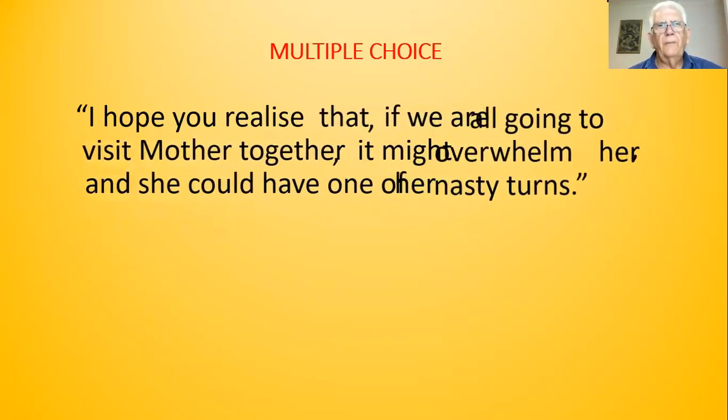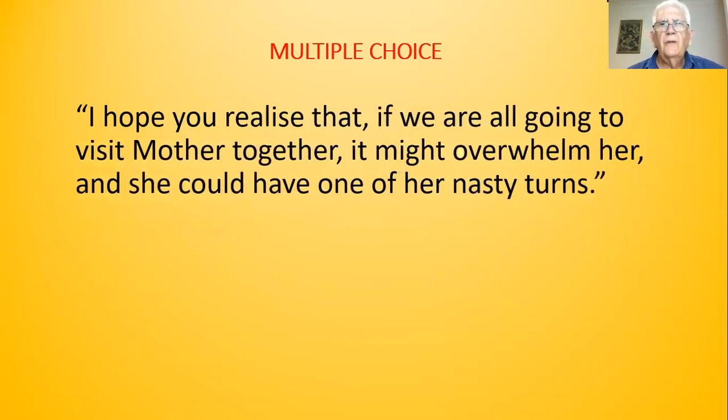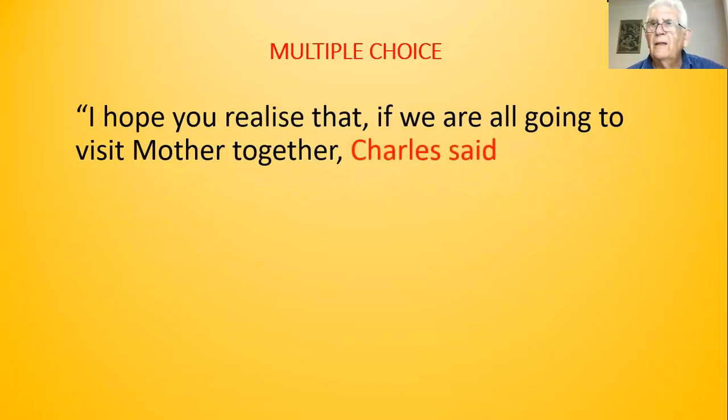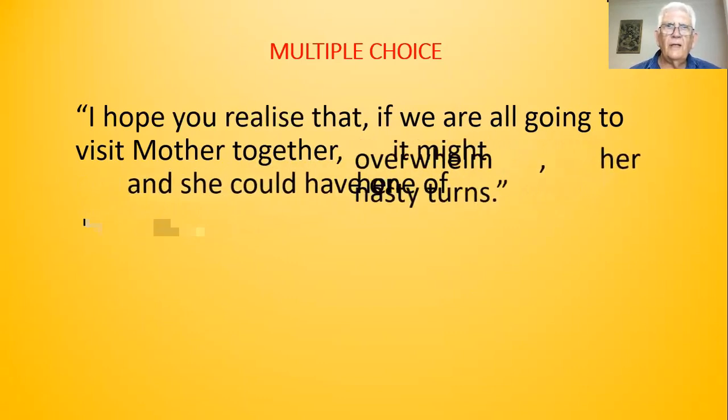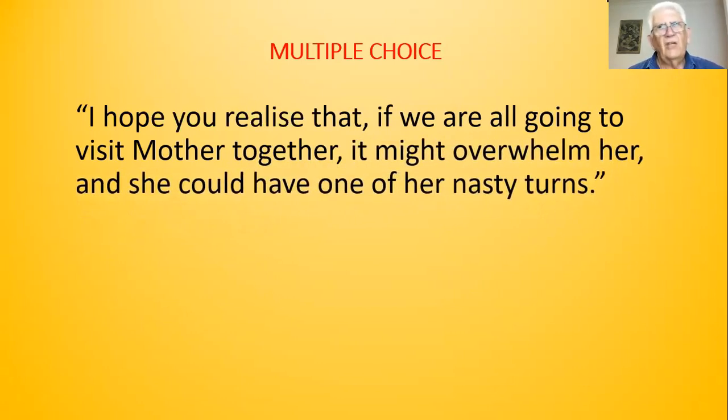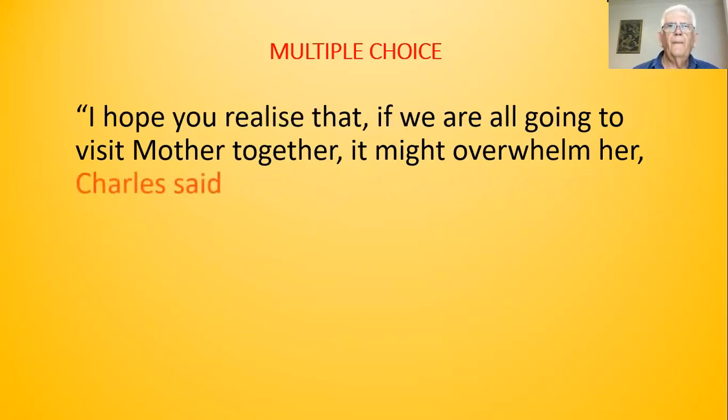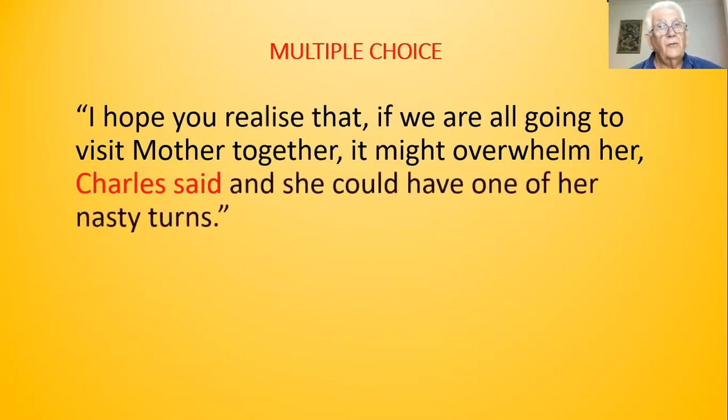No? All right, let's try another one. I hope you realise that if we're all going to visit Mother together, Charles said, it might overwhelm her and she could have one of her nasty turns. There's two possibilities. Which do you prefer? Huh? Neither? Okay, let's try it again. How about, this is your last chance, how about here? I hope you realise that if we're all going to visit Mother together, it might overwhelm her, Charles said, and she could have one of her nasty turns. Now, each of those three positions is legitimate.